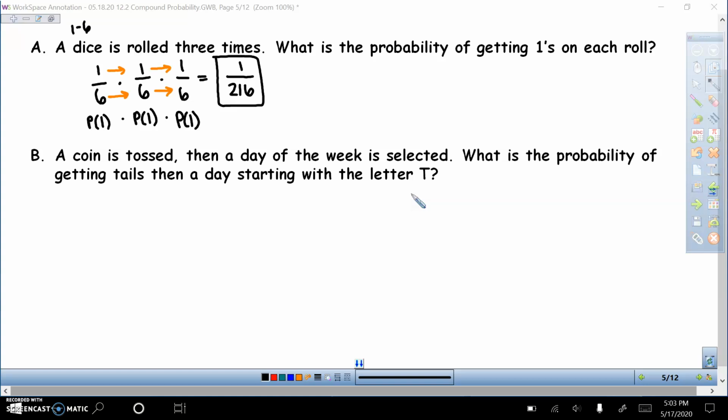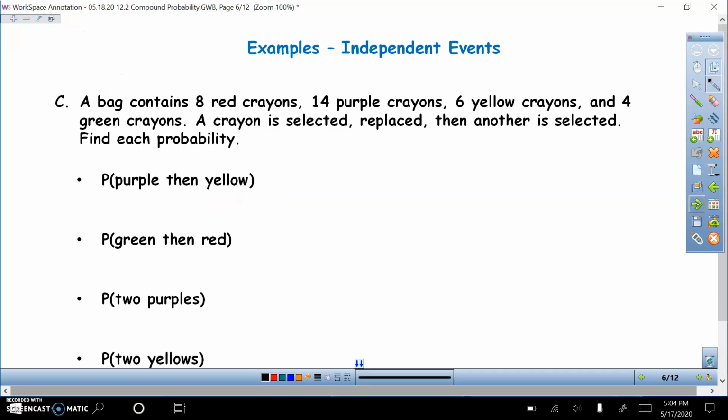So we have a coin is tossed. We want to get tails. There's one tail out of 2 possible options, right? I could have a heads or a tail. Times days that start with T are Tuesday and Thursday. So we have 2 out of 7 days in the week. Simplify your fractions if you can. Notice I have a 2 on top, 2 on bottom, so I actually can cancel those 2's out. So I'm left with 1 on top, 7 on the bottom. Perfect. Let's look at some more.